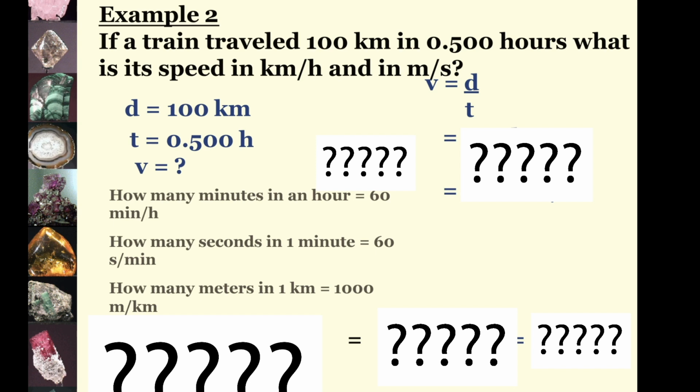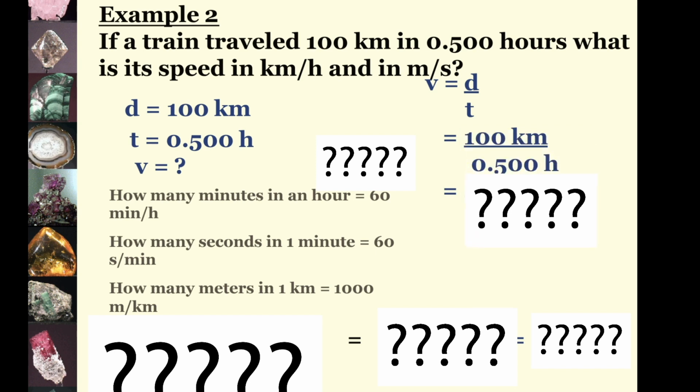So we rearrange our formula to exactly what we had before. V equals D over T. And that way we see 100 kilometers over 0.5 hours. We do the math there, and we are going to get 200 kilometers an hour, which makes sense because if you travel 100 kilometers in half an hour, if you maintain that speed, you're going to be traveling 200 kilometers in a full hour.